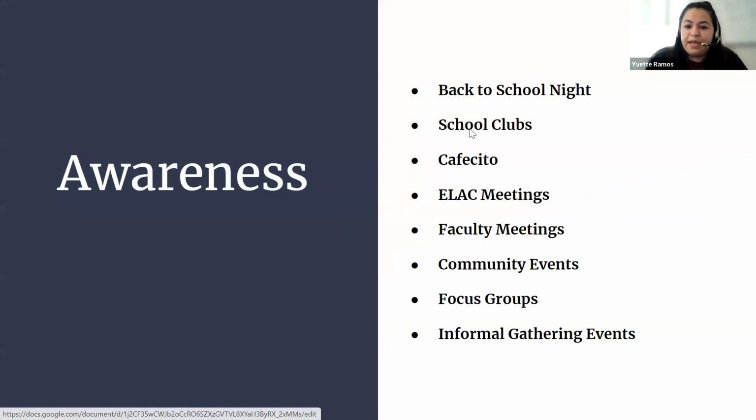So awareness, I think awareness was one of the things that we needed to work on for the families, for the parents and students, to be able to know what community school was, why they were taking this needs assessment, what we wanted to do, what the intent is.